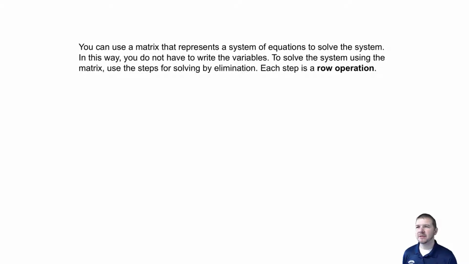You can use a matrix that represents a system of equations to solve the system. In this way, you do not have to write the variables. To solve the system using a matrix, use the steps for solving by elimination. Each step is a row operation. Your goal is to use row operations to get a matrix in the form as shown here.